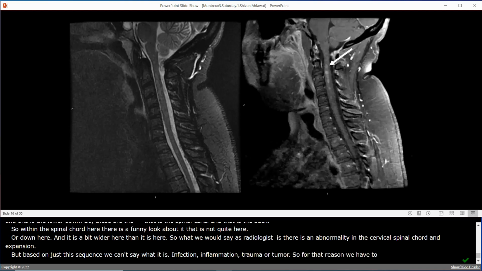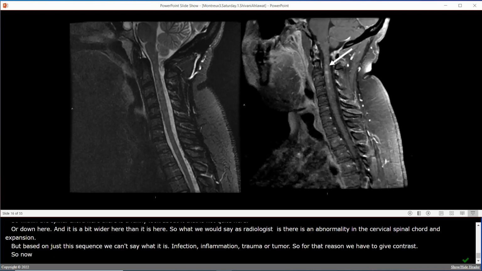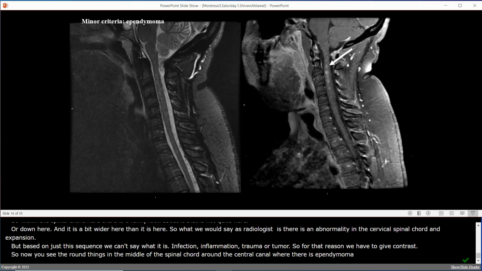And so now you see there's round-like things in the middle of the spinal cord around the central canal where there is ependymoma. So these are ependymomas. And again, you have to give contrast of the spine to be able to diagnose these. And that's another minor criteria.